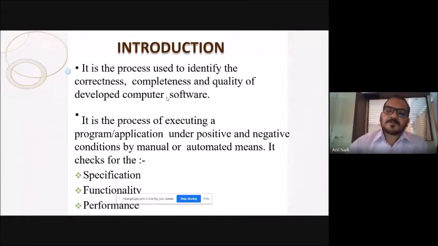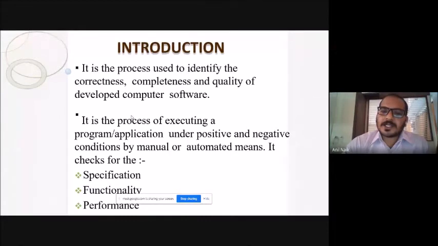For example, to book an IRCTC ticket, there is a positive condition: we can book only 6 tickets at a time. So the field should accept only values from 1 to 6. This is a positive test case. And if we enter 0, -1, or 10, it should not accept. Those are negative conditions.